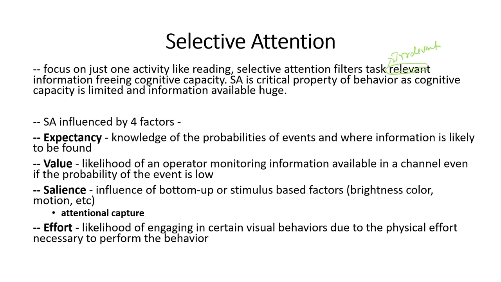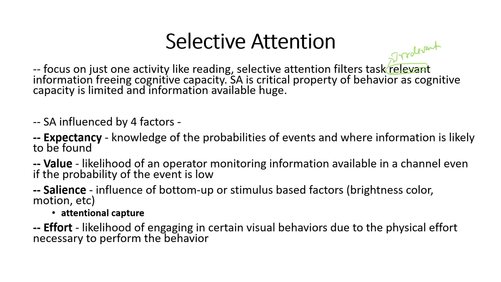So when you are reading and something else is going on in your mind, like what food would be there in the hostel, selective attention helps you in getting rid of this second information about food and focusing on what you are reading. Because if your mind is free of distracting thoughts, you will have a lot of cognitive capacity, and this cognitive capacity can then be utilized in reading and understanding the meaning of the text that you are reading.